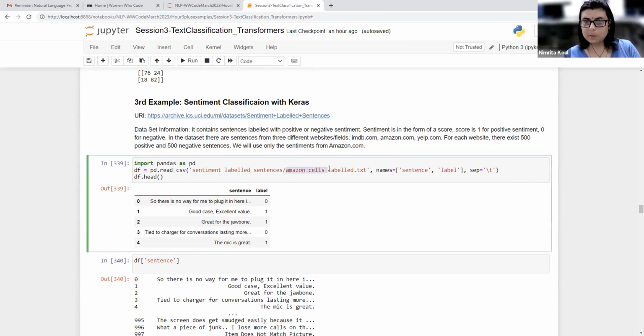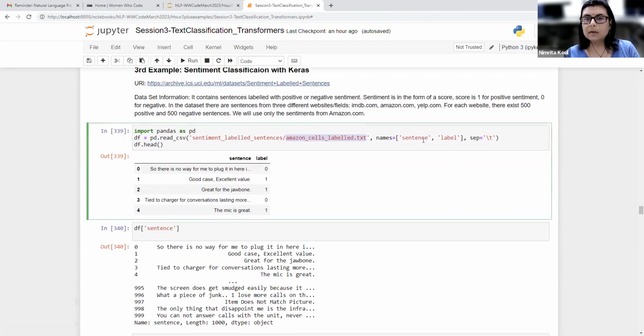The file name is amazon_cells_labelled.txt. You can find the data set in the link shared here. It's a publicly available data set. The column names I want to give to the 2 columns in this data set are the sentence and its label. So this is what the first 5 rows of our data look like.